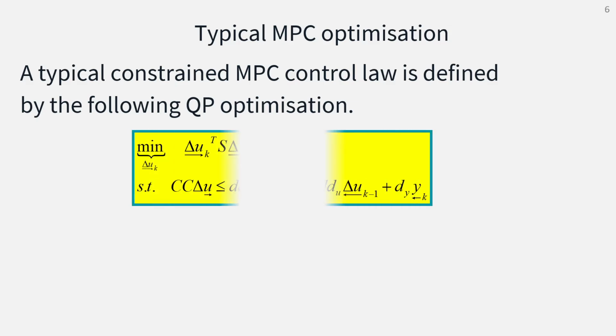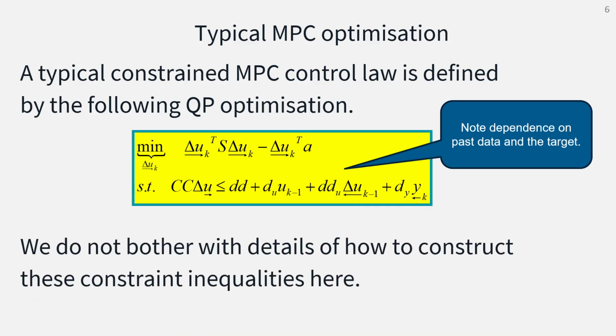What does a typical MPC optimization look like? Well, you end up with a quadratic program optimization, something like that shown in this box here. That's a specific example. They can vary depending on lots of different assumptions. A key thing to note is there's dependence on the past data and the target, and so the inequalities for constraint handling are time varying.